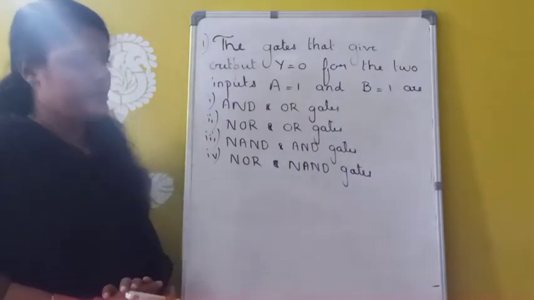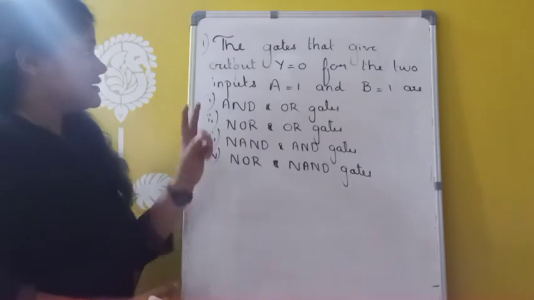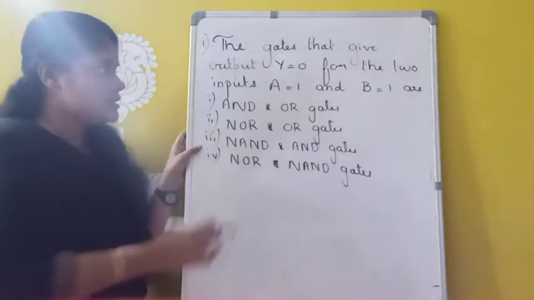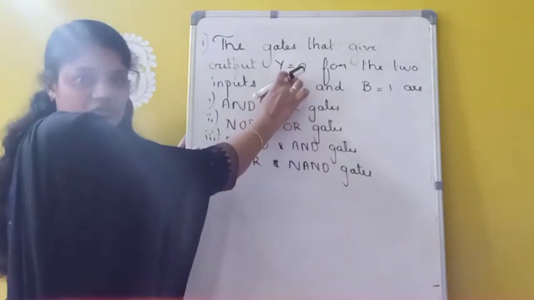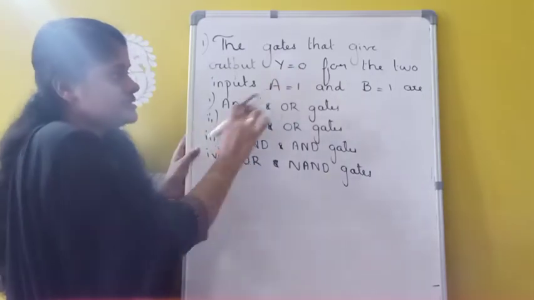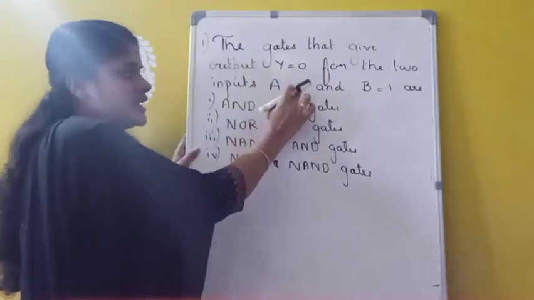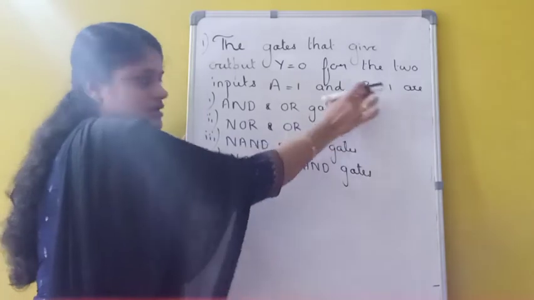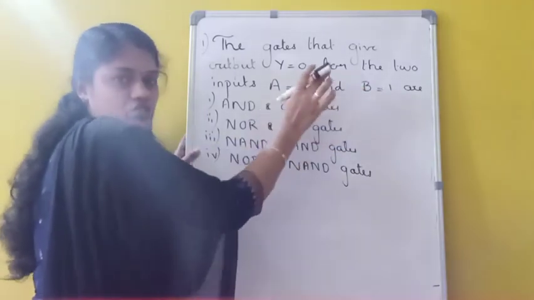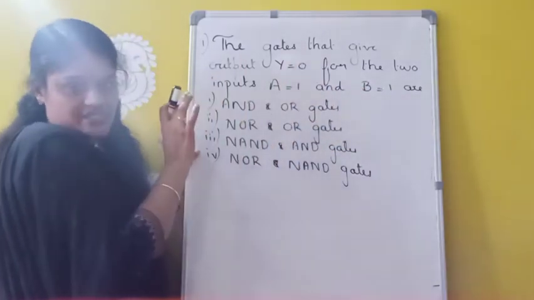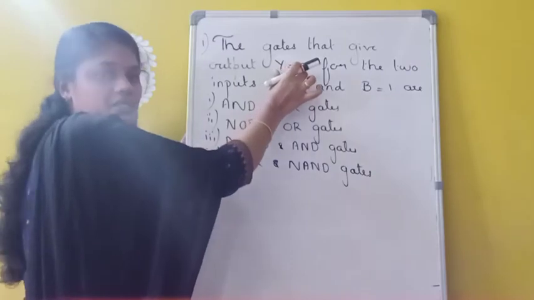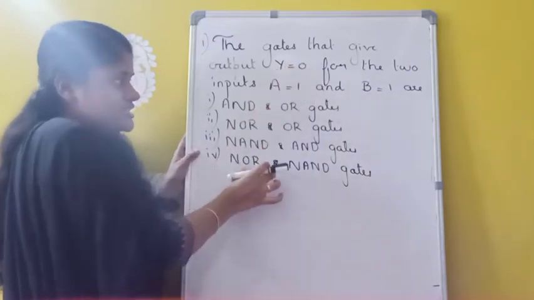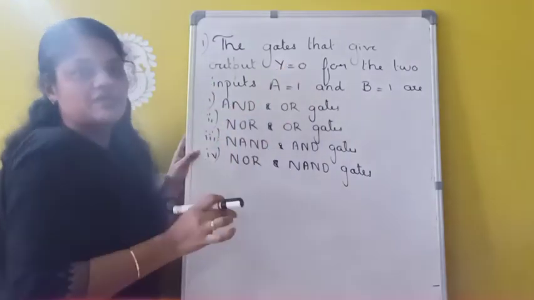NEET JEE exam. First one, the gates that give output Y equals 0. This Y equals 0 is the output given by the gates for the two inputs A equals 1 and B equals 1. A equals 1 and B equals 1 are the two inputs given to the logic gate, and we are getting the output as Y equal to 0. So in which all conditions we are getting output Y equal to 0, we have to find it.